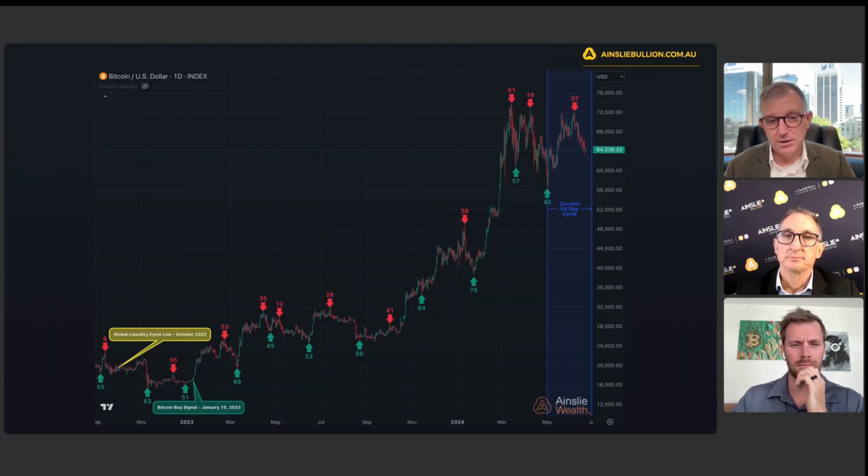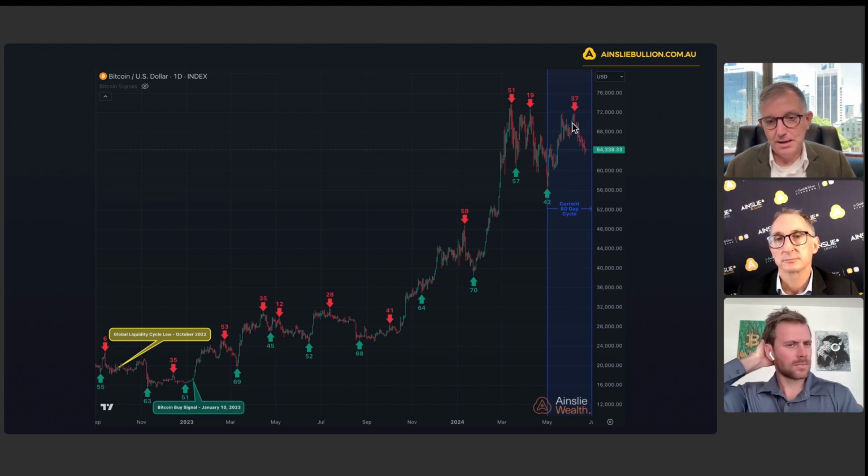If you look at what that actually looks like on the chart, we had our global liquidity low back in October 2022. We were definitive on our buy signal on January 10th, 2023, and since then we've been through many cycles. This here is an overlay of 60-day cycles, just giving you an idea over the short term of what's happening. We've held through up till now, and we're doing very well on that trade.